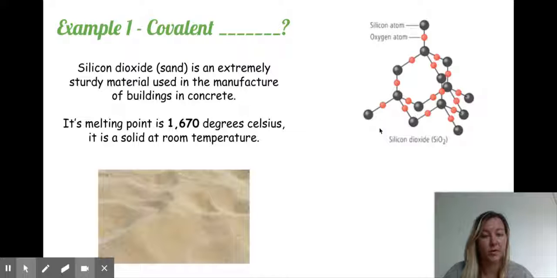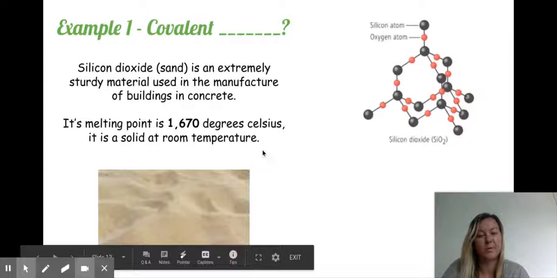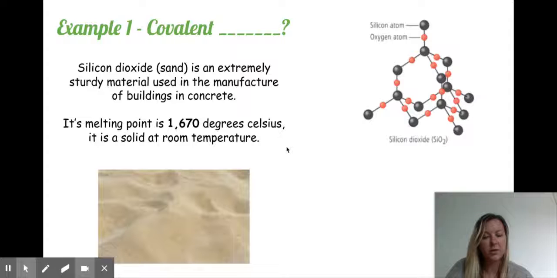Which one is which? So this is silicon dioxide, often called silica. It's extremely sturdy. It's used in the manufacture of buildings. It's in concrete. It's holding things together. It's extremely, extremely tough. Its melting point is 1670 degrees Celsius, and it's a solid at room temperature. You can see its structure here. I've just put in a wee picture of sand as well. So what is that? Is that a covalent network, or is that a covalent molecule?